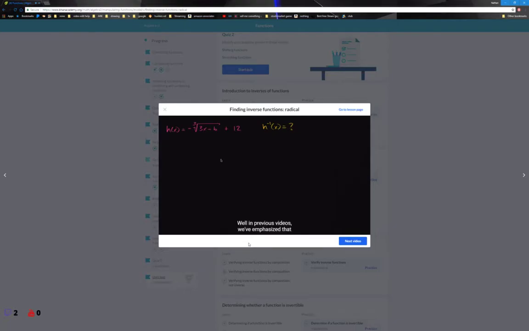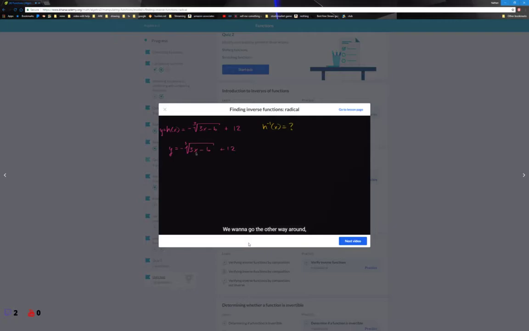Well, in previous videos, we've emphasized that what an inverse does is a function will map from a domain to a range, and you could think of the inverse as mapping back from that point in the range to where you started from. So one way to think about it is we want to come up with an expression that unwinds whatever this does. So if we say that y is equal to h of x, well, we could say that y is equal to the negative of the cube root of 3x minus 6 plus 12. This gives us our y, and you can think of y as a member of the range in terms of what our input is, in terms of a member of the domain.